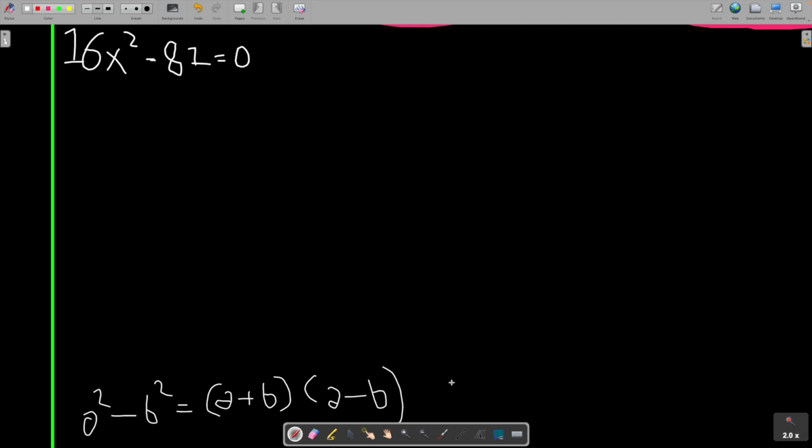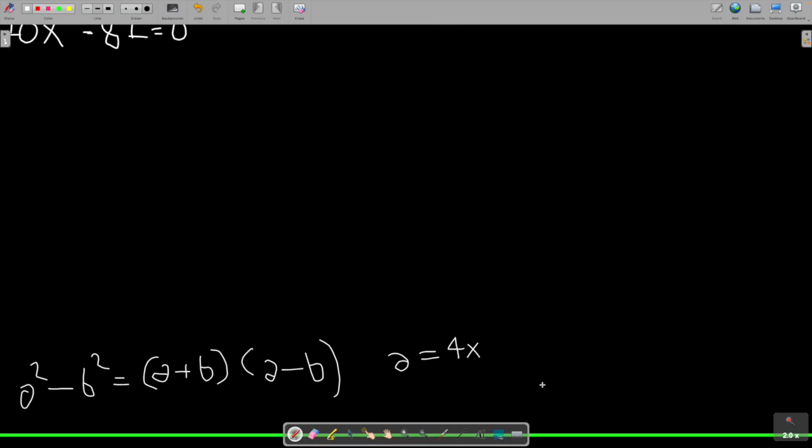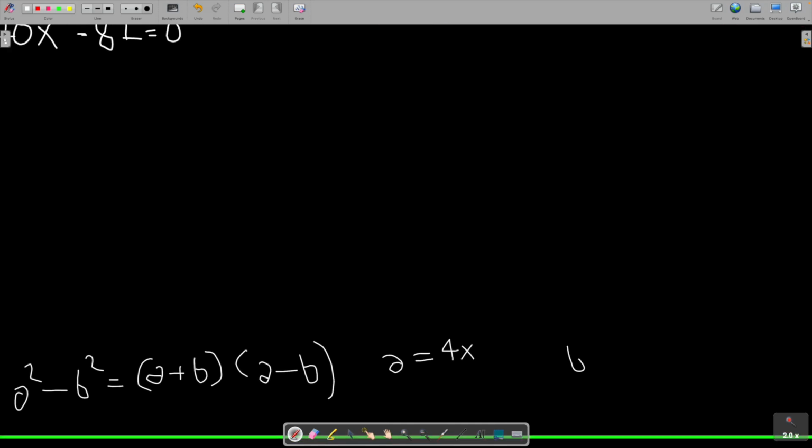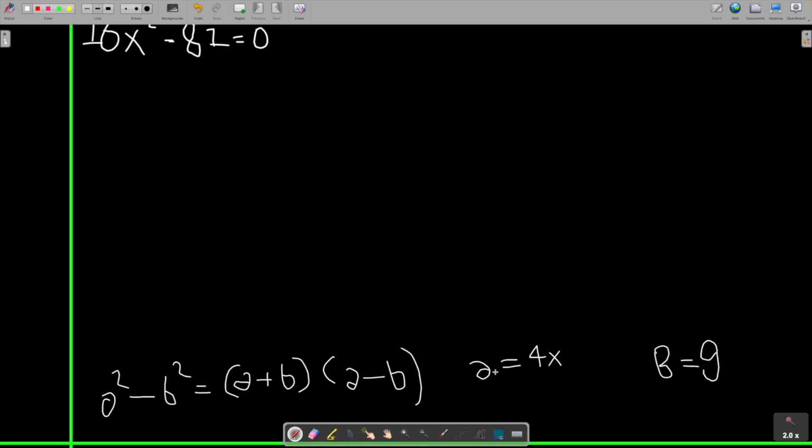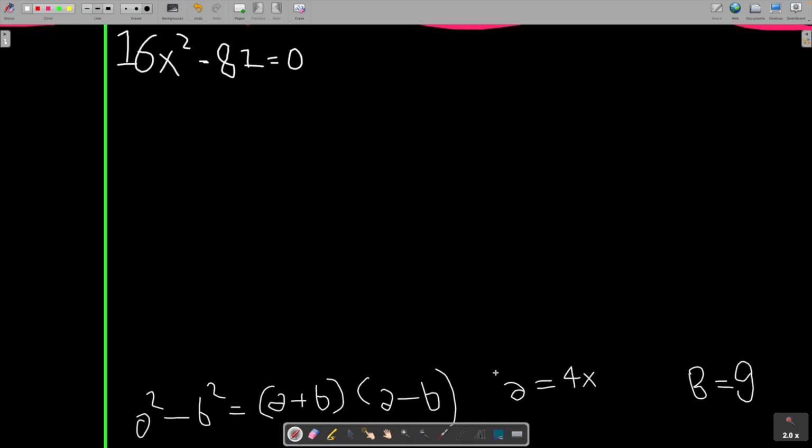So a equals the square root of 16x squared. The square root of 16 is 4. The square root of x squared is just x. And b will be the square root of 81. If you memorize the squares from 1 to 10, you will know this is going to be 9. So now we're just going to substitute these values in the formula here.